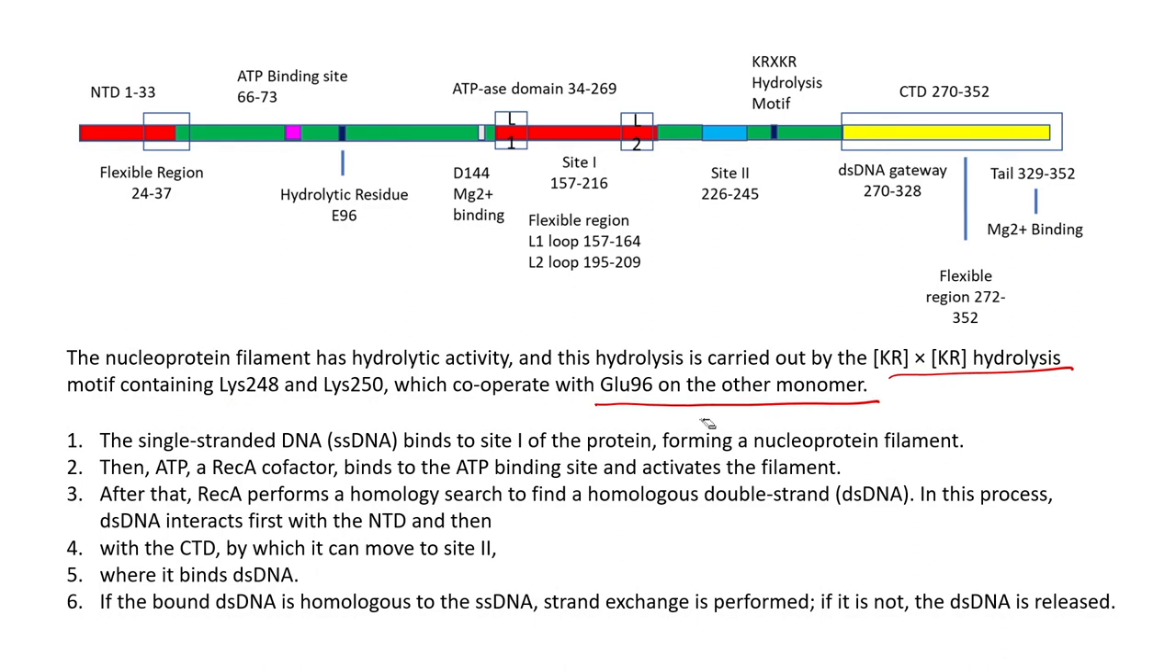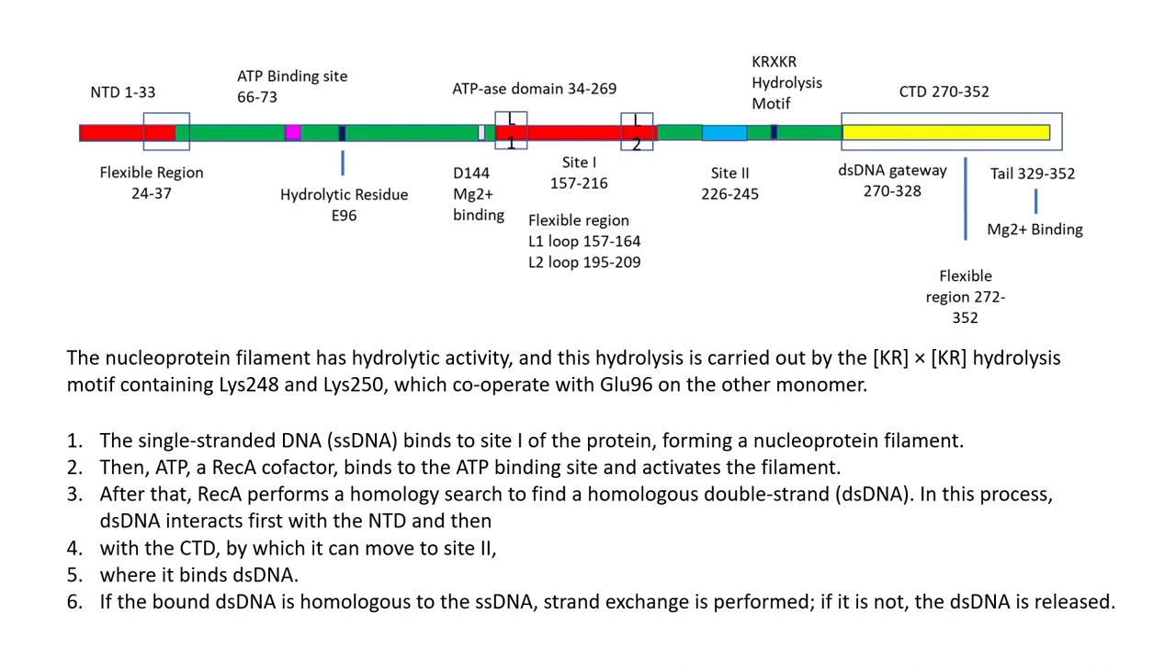The single-stranded DNA binds to site 1 of the protein, forming a nucleoprotein filament. Then ATP, a RecA cofactor, binds to the ATP binding site and activates this filament. After that, RecA performs a homology search to find a homologous double-stranded DNA.